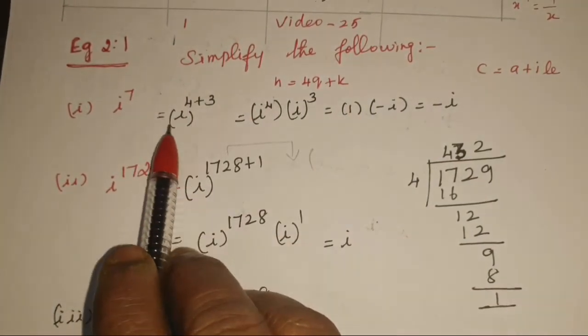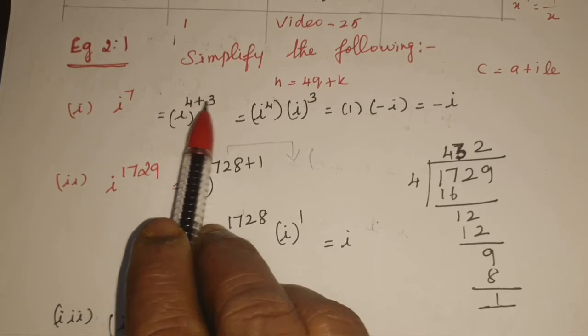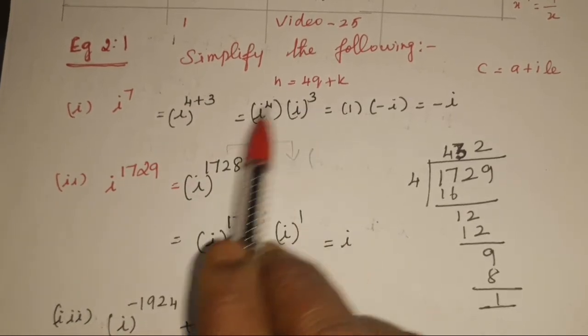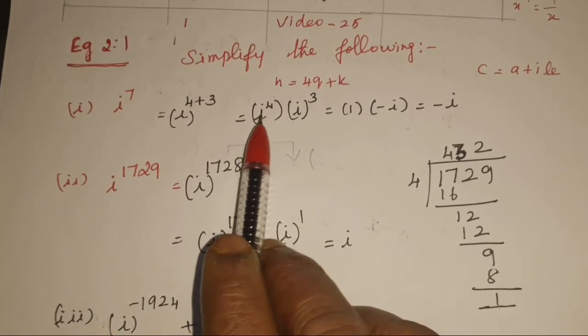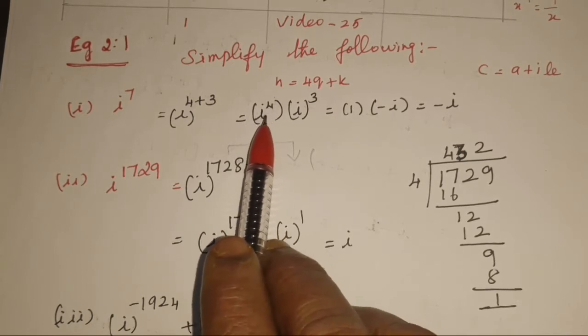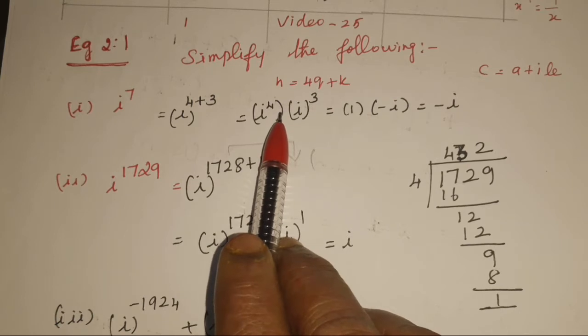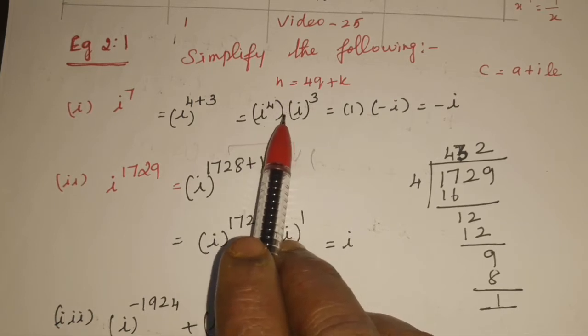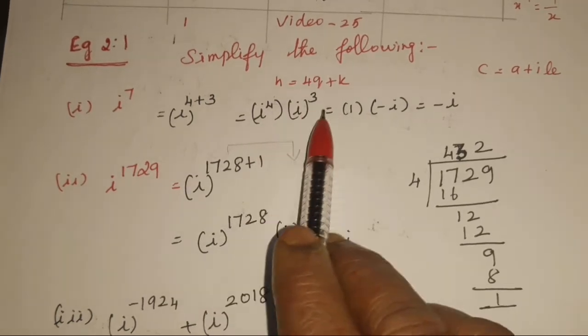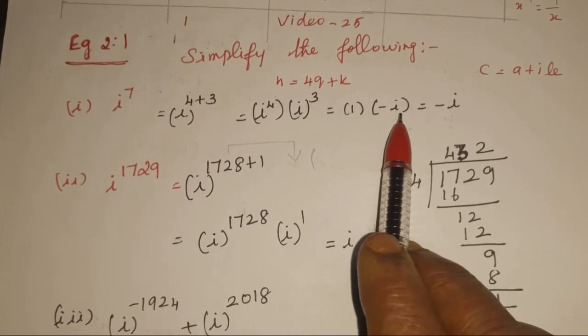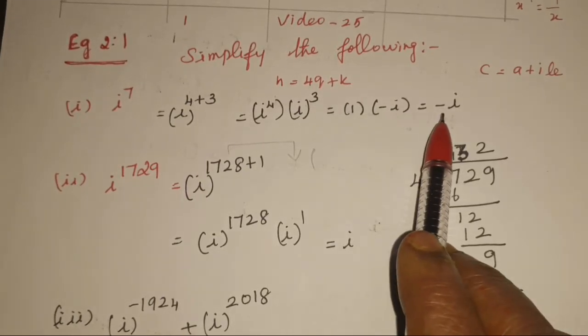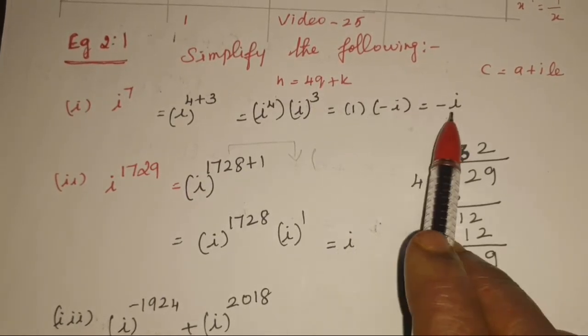So i power 4, always see this: a power m plus n is a power m into a power n. i power 4 is always 1. We already know i square is minus 1, and i square into i square is minus 1 into minus 1 which is 1. So i cube is minus i. Therefore the answer we get is 1 into minus i, which is minus i.